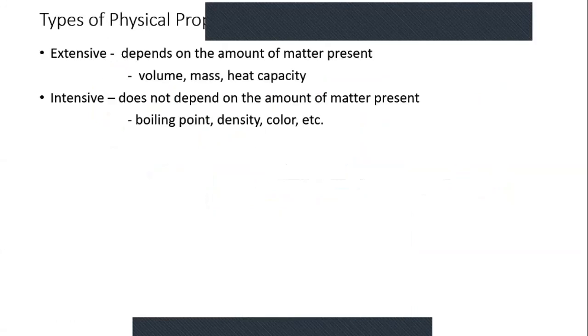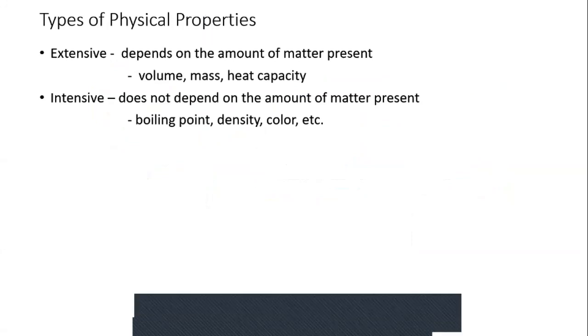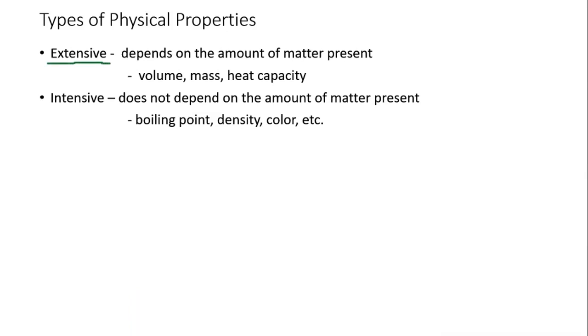Now, with physical properties and chemical properties, but we'll just focus on physical, there are two categories of these properties. One is extensive physical and chemical properties, and this depends on the amount of matter present. The most common ones are volume and mass. A less common one is called heat capacity.